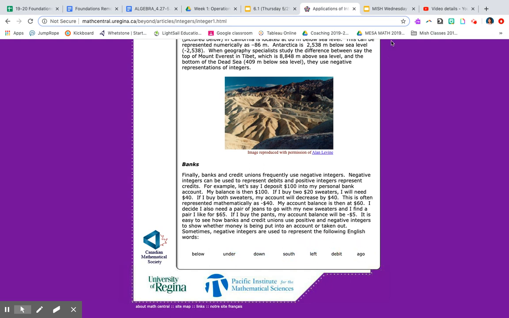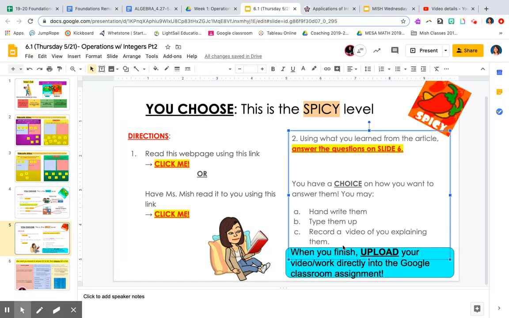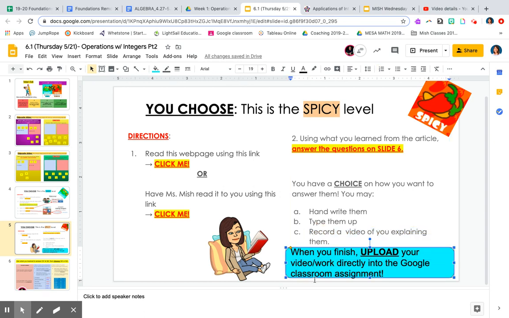All right, guys, now what you're going to do is answer the questions on slide 6. You have a choice on how you want to answer them. You can handwrite them, type them up, or record a video of you explaining them. When you are finished, upload your work onto Google Classroom. Good luck!